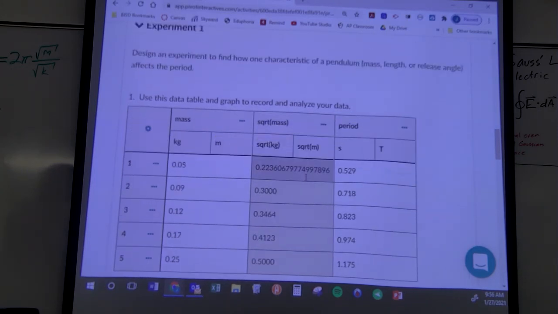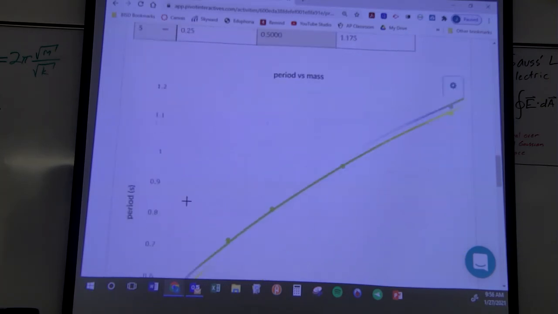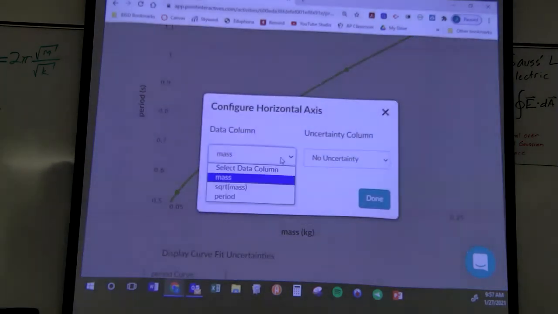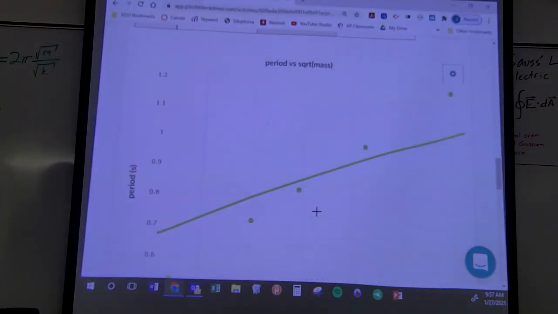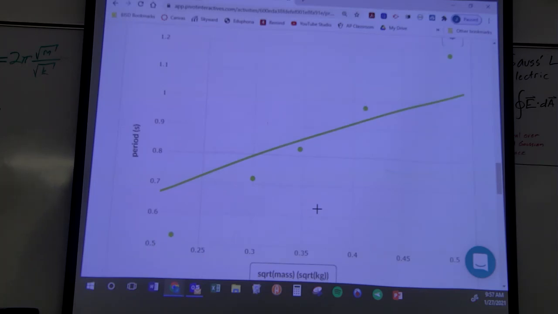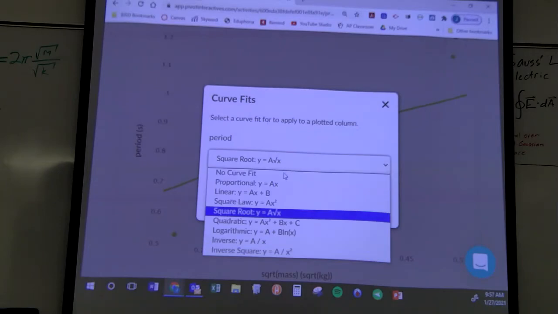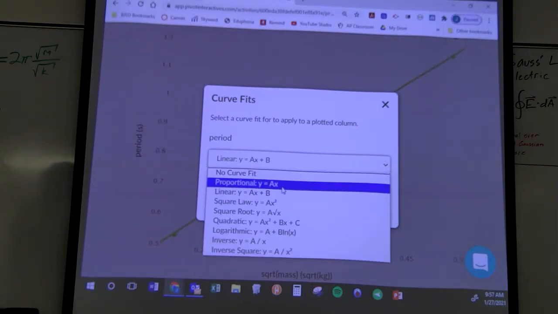All right, and now I can go down to here, and instead of plotting the period versus the mass, I can plot the period versus the square root of mass. And when I do that, the square root curve fit does not work anymore, obviously. But what does it look like this data looks like? What relationship does it look like exists between these data? Linear. You can pick proportional or linear, as you'll see. They're very, very similar. Right?